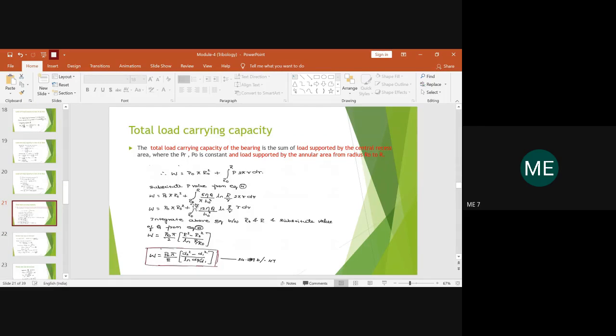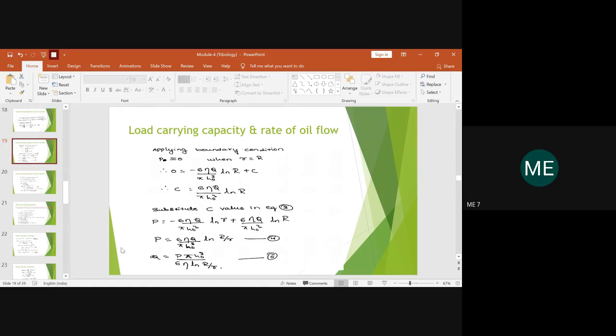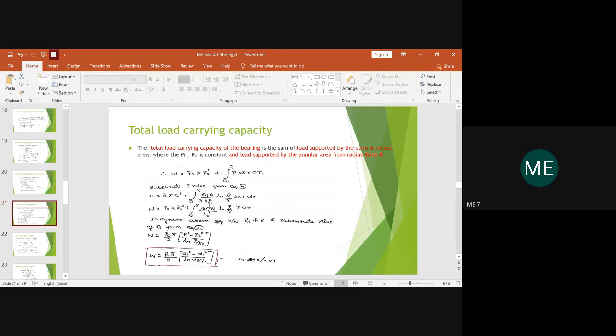So you integrate from r naught to r as per the second boundary condition, where the pressure will be held constant. Once you achieve this equation, you have to substitute the value of P. You have the value of P which has been derived earlier, calculated based on the boundary condition. So you have to substitute the value of P in the equation.